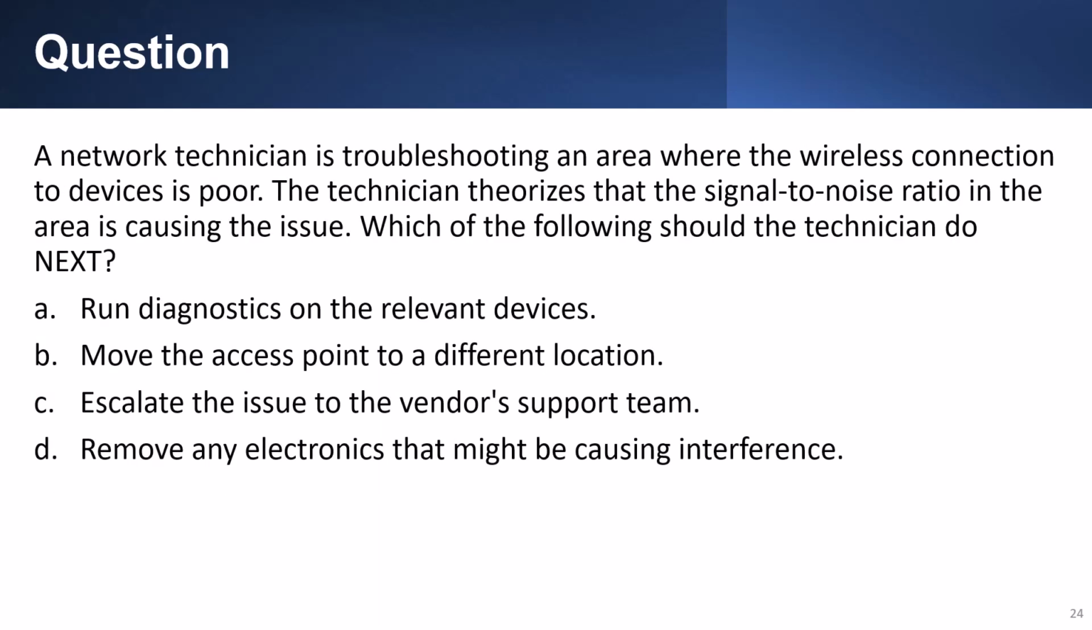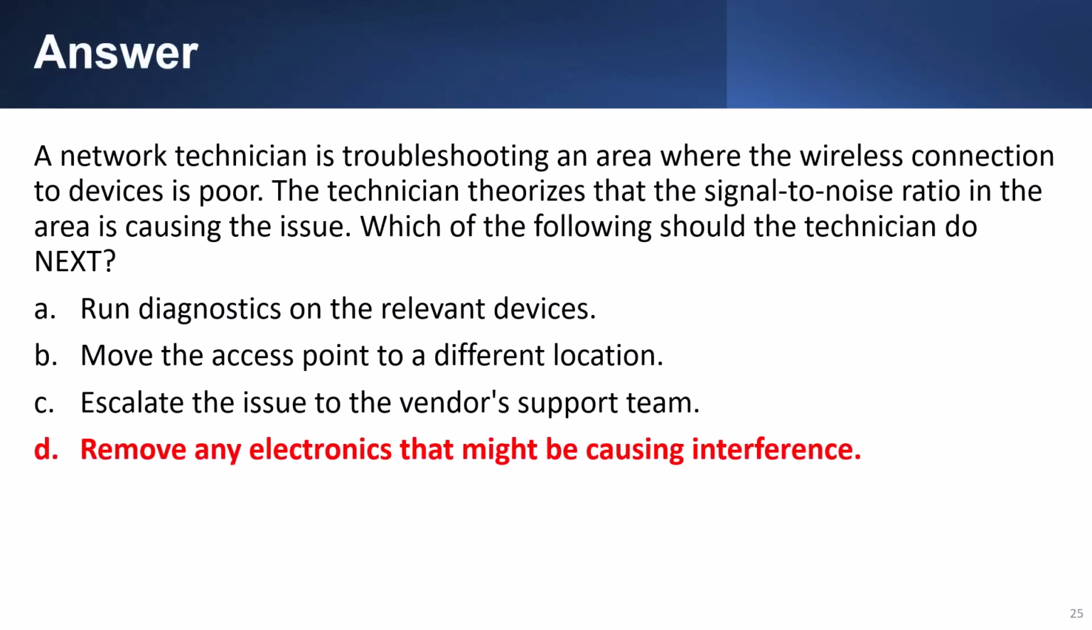Question: A network technician is troubleshooting an area where the wireless connection to devices is poor. The technician theorizes that the signal to noise ratio in the area is causing the issue. Which of the following should the technician do next? Answer: Remove any electronics that might be causing interference.